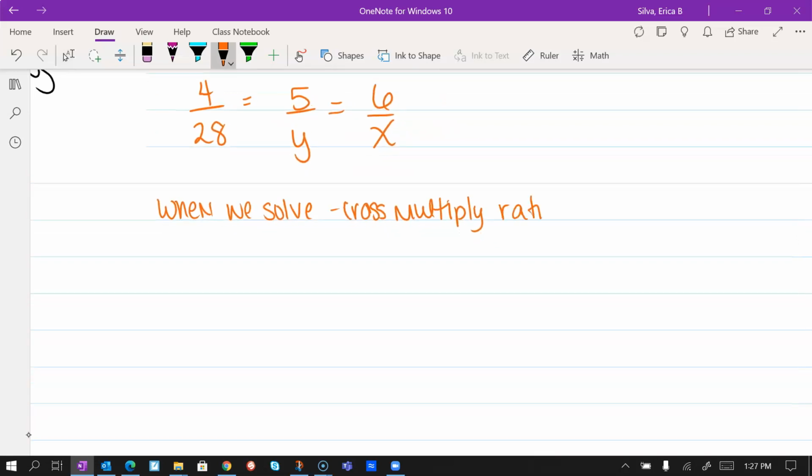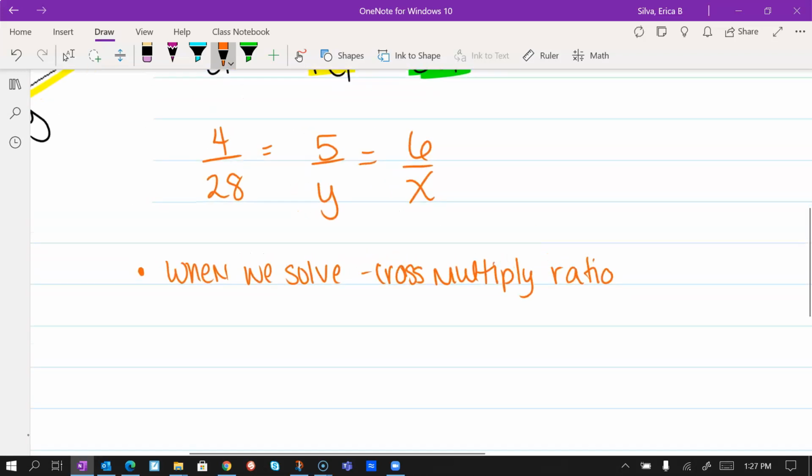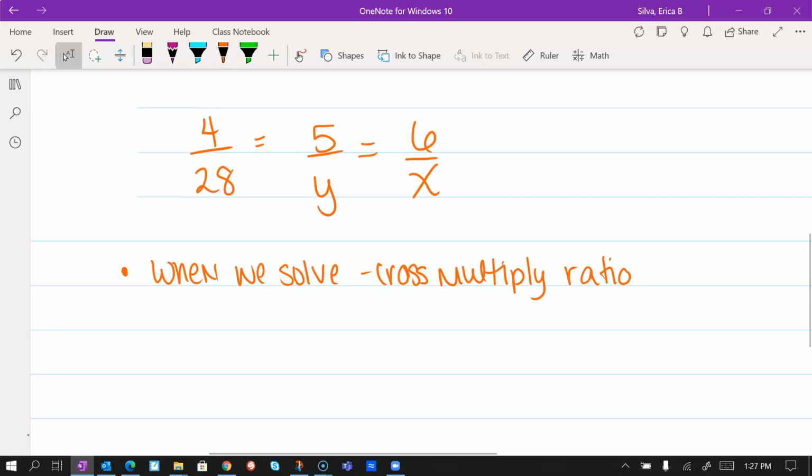So we need to decide. What are we solving for first? Do you want to solve for X first or Y first? Okay, I heard X first, sorry. So we're solving for X first, so we're going to choose the ratio that has X. Now we have 2 other ratios that we can use. Which one do we want to use? The one that has the number in the numerator and the denominator, or the one that has the variable of Y?